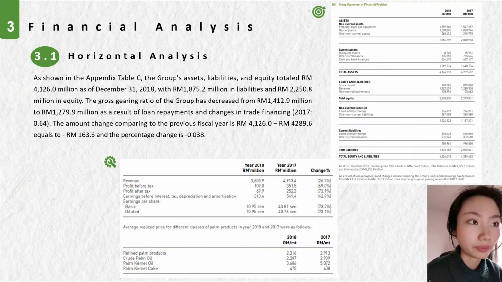2017, 0.64. The amount changed comparing to the previous fiscal year is RM4,126 minus RM4,289.6 equals RM163.6, and the percentage change is negative 0.038.